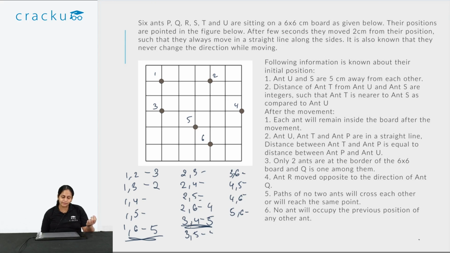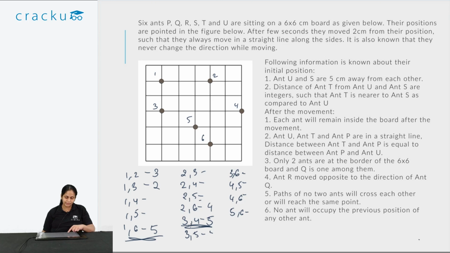Now what else is given about the initial position? The distances of ant T from ant U and ant S are integers, such that ant T is nearer to ant S as compared to ant U. Now suppose these are 1 and 6. Do you have any point which is integral distance away from both 1 and 6? Yes, we have 2, which is an integral distance away from both 1 and 6.